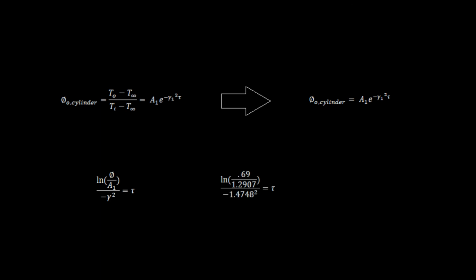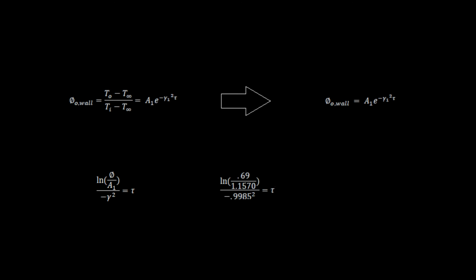Now that we have the lambda and A1 for a cylinder, we can plug them into the center of a cylinder equation, which when simplified looks like this, and when rearranged to get tau looks like this. Once all our values are plugged in, we get a tau of 0.2859.